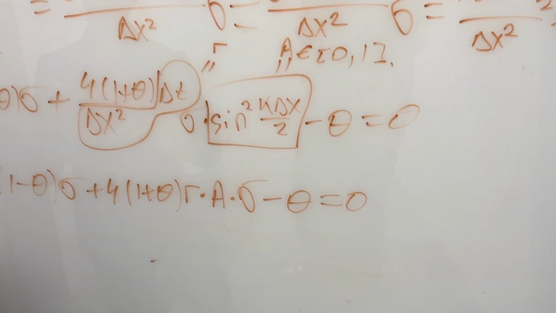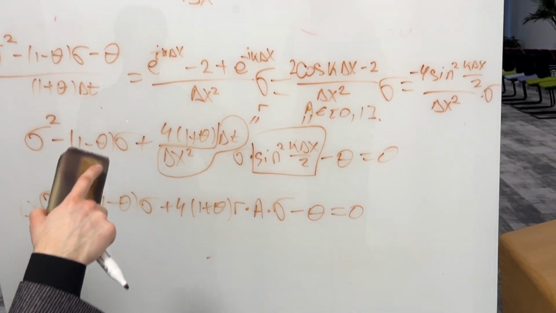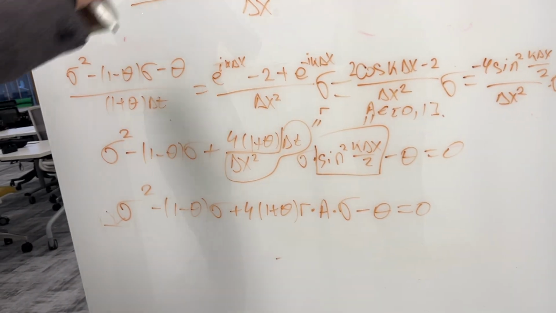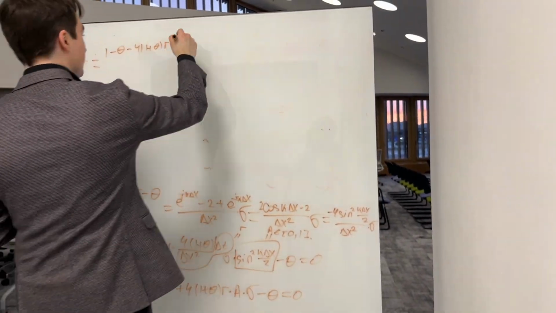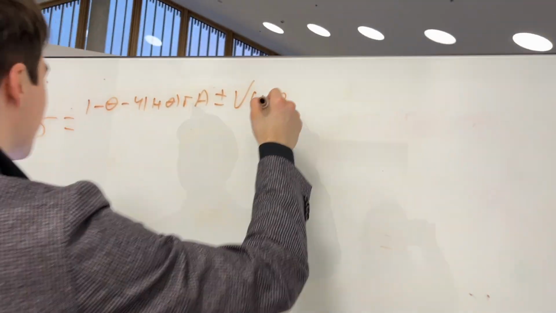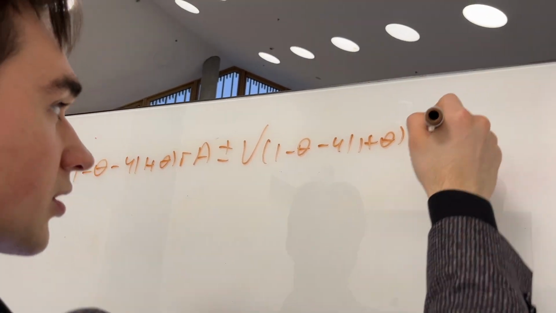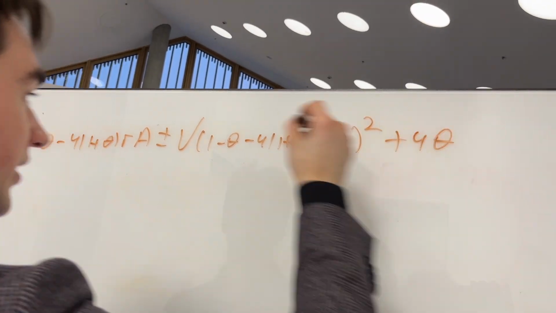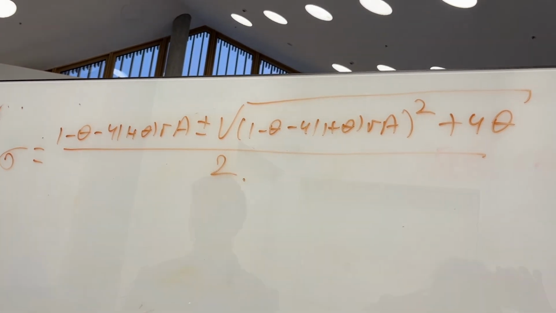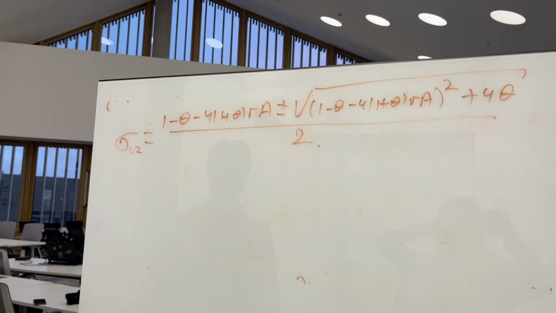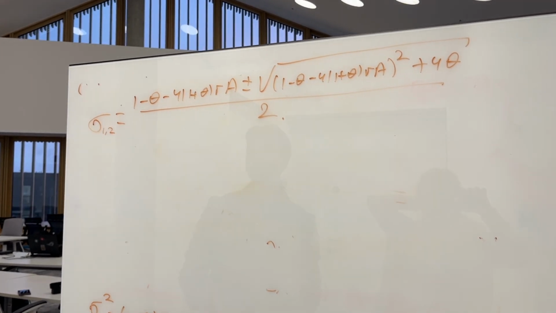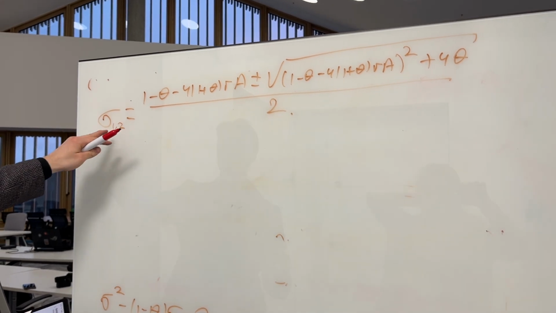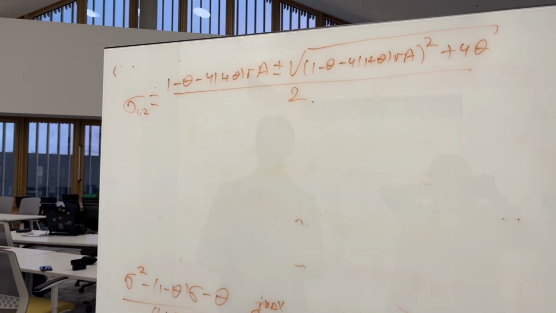And now we need to find sigma, and this is a quadratic equation, so let's solve it. Sigma will be equal to 1 minus theta minus 4 (1 plus theta) r a, plus minus the square root of this big expression squared, plus 4 theta, and divided by 2. Well, it's sigma 1, 2. And we need to analyze for which values of r and theta, I don't know how to say it in English, the absolute value of sigma is less than 1.